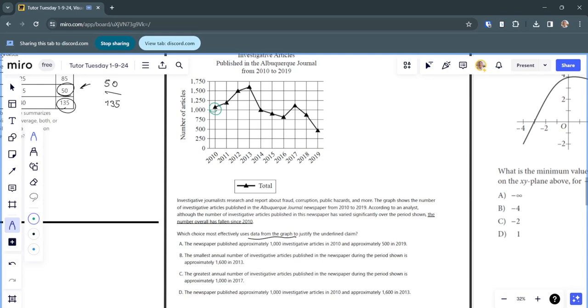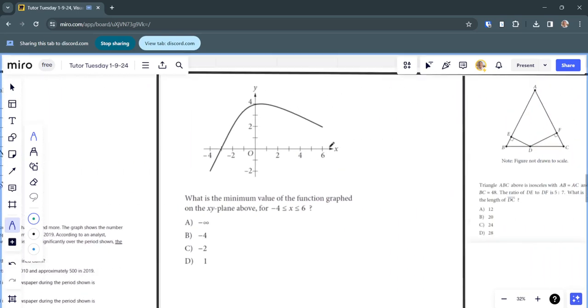So there's 2010. It looks like it goes up for a little bit and then comes back down, and overall up to 2019 it's fallen significantly. So answer choice A looks like a good choice here, right? The newspaper published approximately 1,000 articles in 2010 and 500 in 2019. The other answer choices, like this just shows that it's growing. This doesn't show a growth or decay. This doesn't show a growth or decay. So it has to be answer choice A. Okay, not too bad. Let's move on to the next.